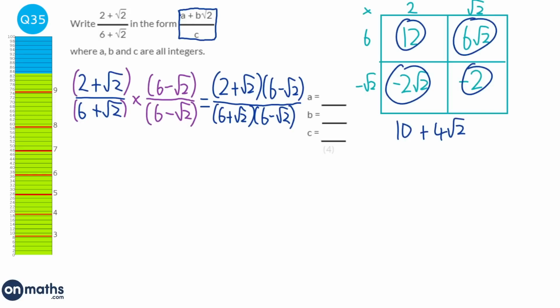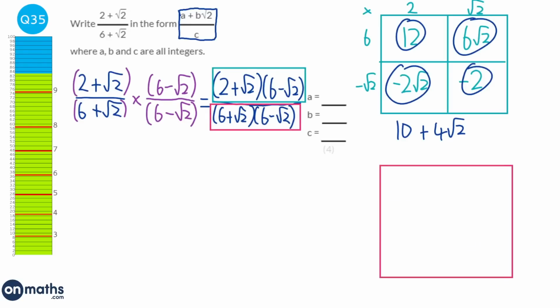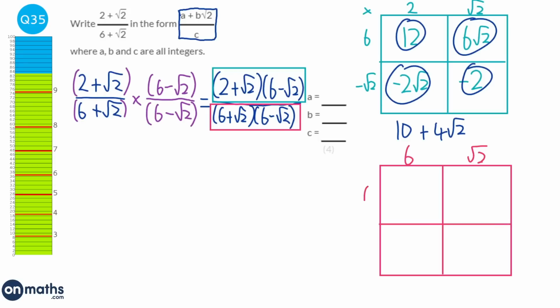And I'm going to now do the bottom one. So this one was this expansion here, and I'm now going to do this expansion here, and we're going to do it down here. And so we've got 6 plus root 2 and 6 minus root 2. So 6 times 6 is 36, 6 times root 2 is 6 root 2, 6 times negative root 2 is just negative 6 root 2, and then we've got a minus and a positive make them negative, and then root 2 times root 2 is just minus 2.